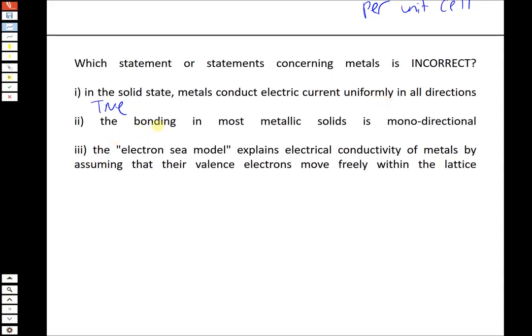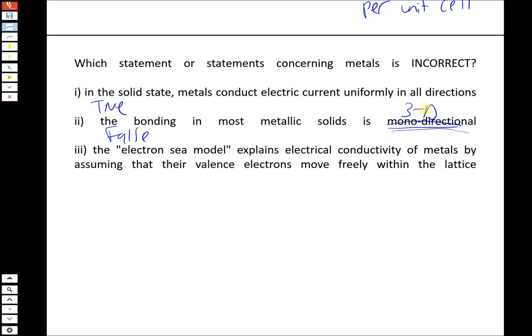Here it says the bonding in most metallic solids is monodirectional. This is kind of the opposite of the above one. Now, it's talking about bonding here, but again, monodirectional means that the bonds would be in a single direction along the unit cell, but again, in reality, it's three-dimensional again. So this one is false. Just like the conductivity is three-dimensional, the bonding is also three-dimensional. Or all directions, if you want to think about it that way. Okay, so that one's a false statement because the bonding in metallic solids, again, is all equal in all directions. There's not a single orientation to it.